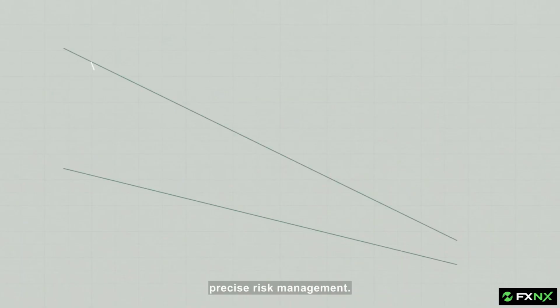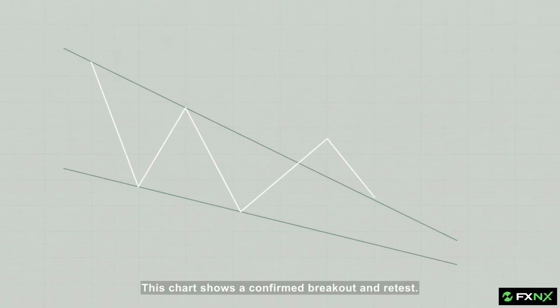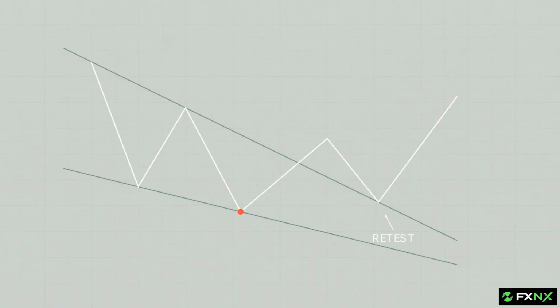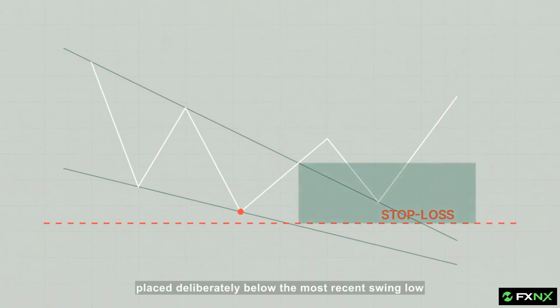Once the trade is confirmed, survival depends on precise risk management. This chart shows a confirmed breakout and retest. The horizontal red line represents the stop loss, placed deliberately below the most recent swing low inside the wedge. This placement gives the trade enough breathing room to survive normal market noise without getting knocked out prematurely.